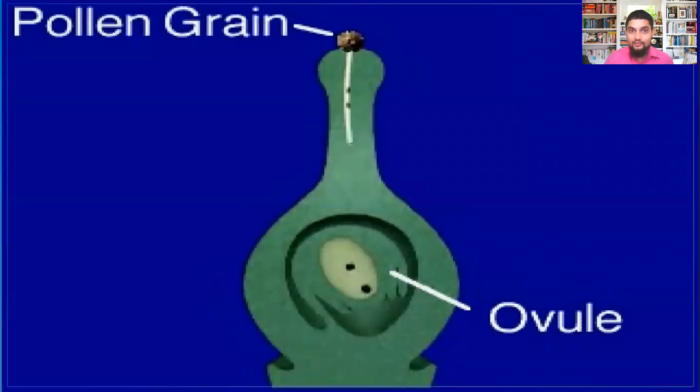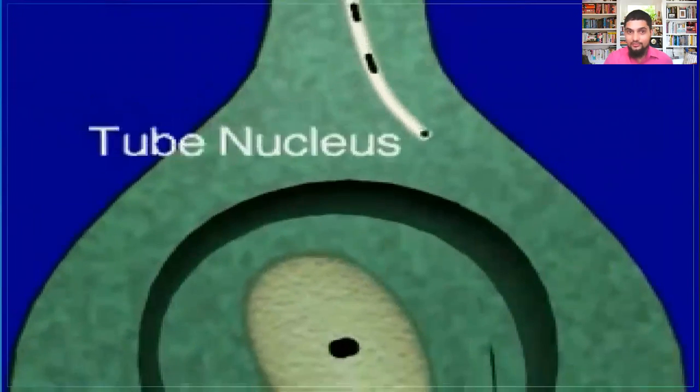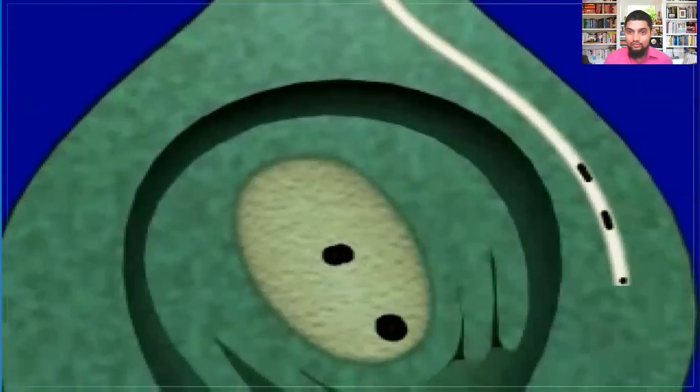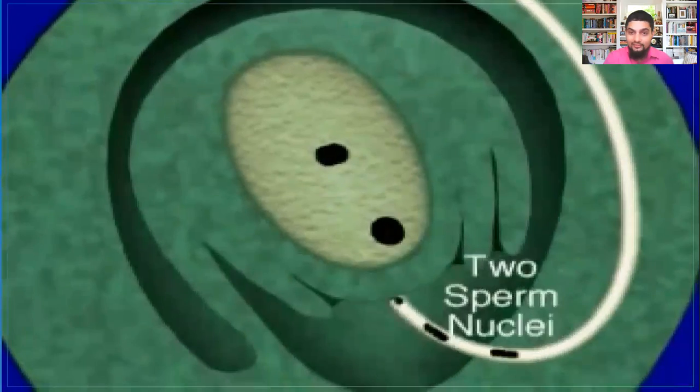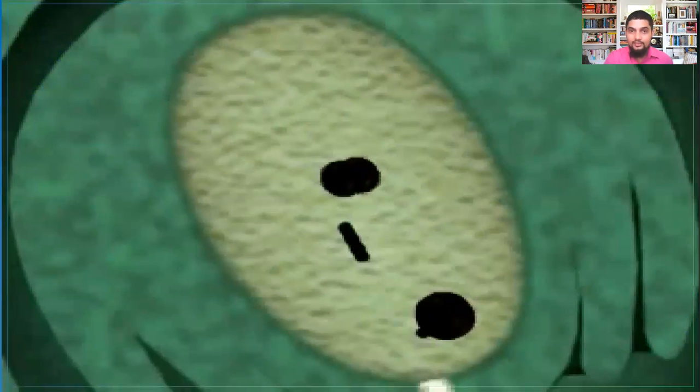So to summarize, you have the pollen grain landing on the stigma. The pollen tube then develops and carries the two male nuclei, and it goes towards the ovary and enters through the micropyle, and one of them fuses with the ovule, and one of them fuses with the female gamete. So that's basically what occurs during fertilization.